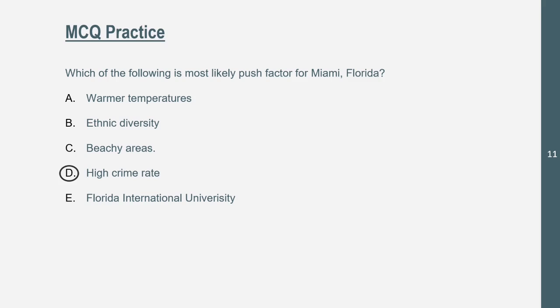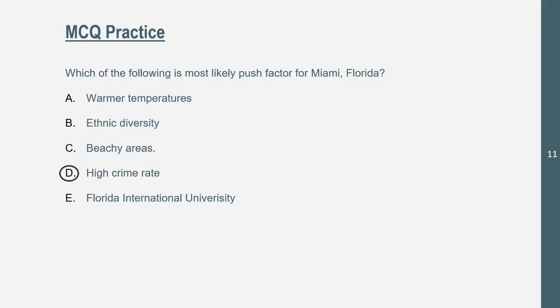As you can see, the question said most likely to be a push factor. So, that's going to eliminate A and C. Beachy areas, which is basically closest to ocean, and then warmer temperatures. Generally, most people like the warmer areas. There's just more to do, and you can't be snowed in and drawn away from going to a place.